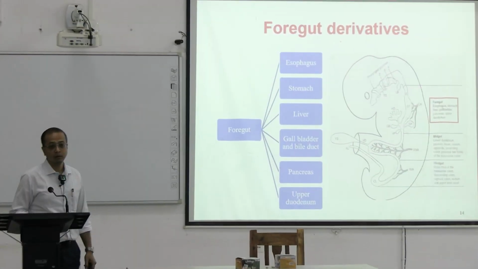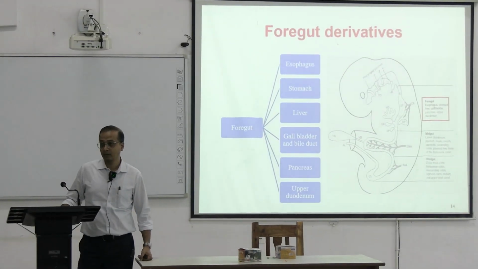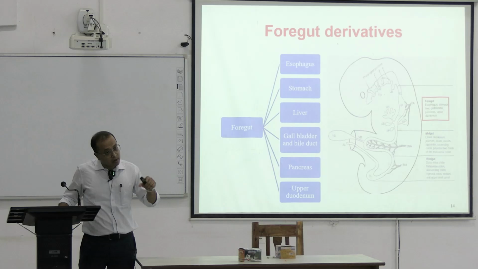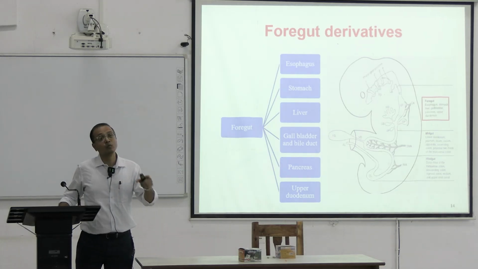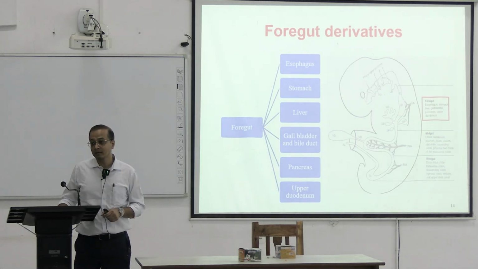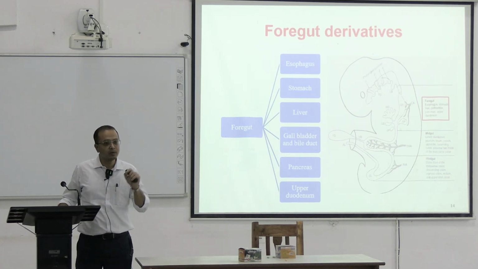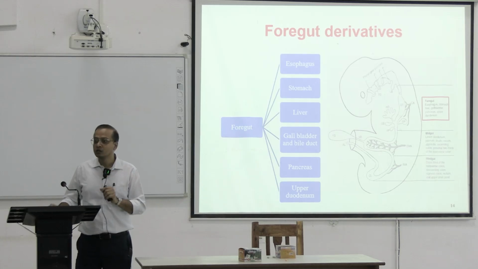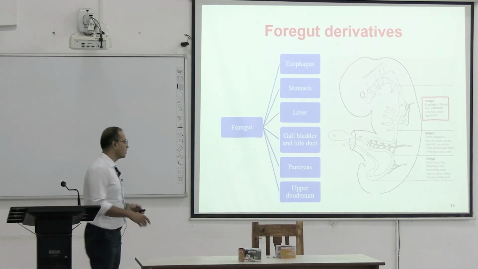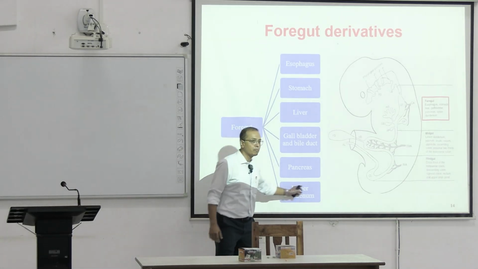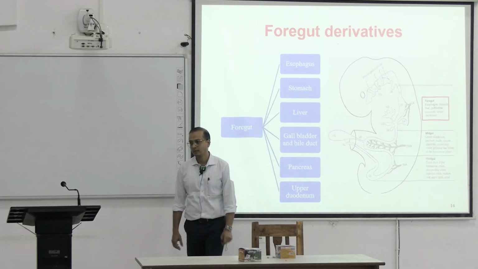Now, guess what? All these organs developing from the foregut tube derivatives are going to be supplied by which artery? Celiac trunk. Eyes closed. These organs and this part of the gut tube are going to be supplied by the branches of the celiac trunk. That is what you have to know, where it begins and where it ends. The junction point is the upper part of the duodenum.